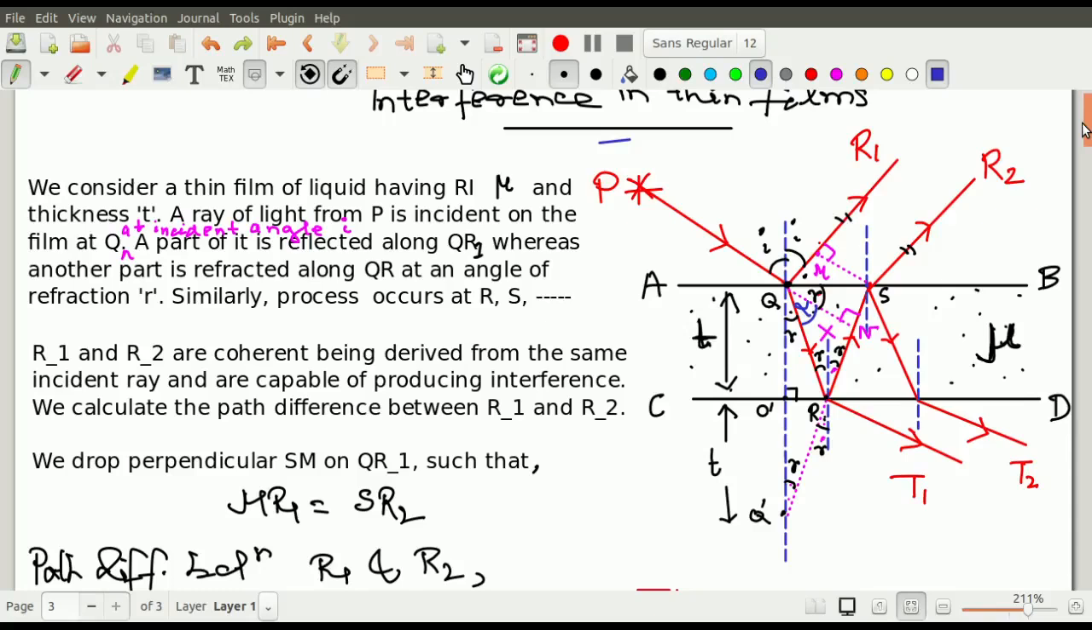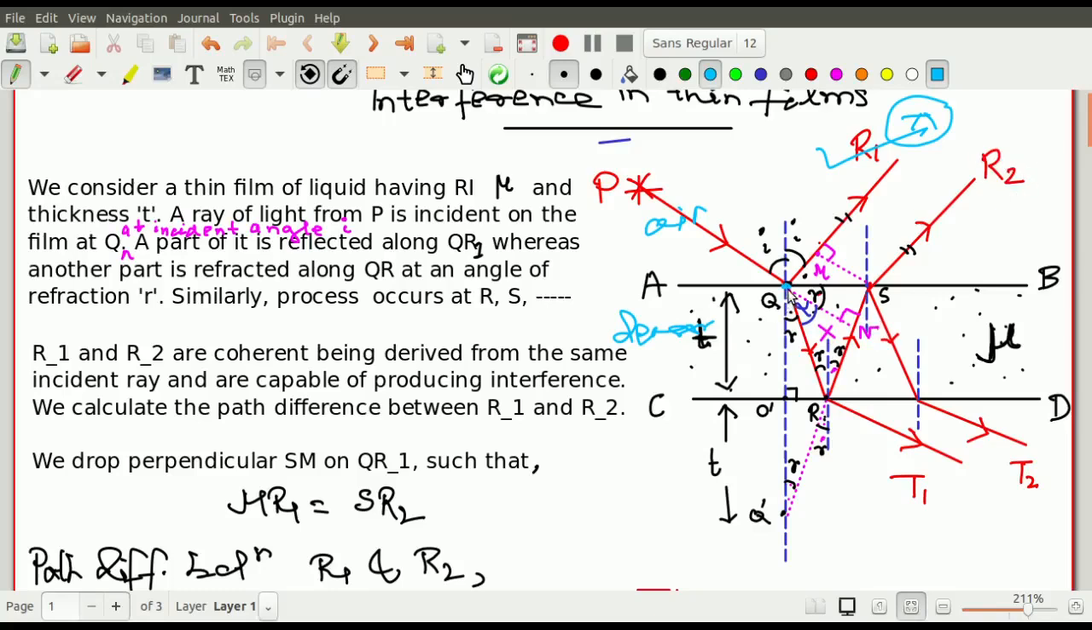There is an extra phase change of pi or extra path length of lambda by 2. What is the path length corresponding to pi phase? Lambda by 2, because 2 pi is one wavelength lambda, so pi will be lambda by 2. Now in this case, do these things happen? In our situation, does that happen? Yes, it happens. Our case also has it. Where? It happens at this point Q, this ray QR1 has an extra phase change of pi, because this one is your rarer medium but this one is your denser medium. So when going from rarer to denser medium at Q, this ray QR1 suffers an extra phase change of pi.